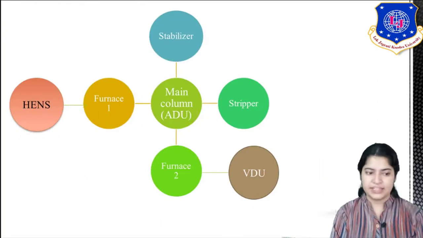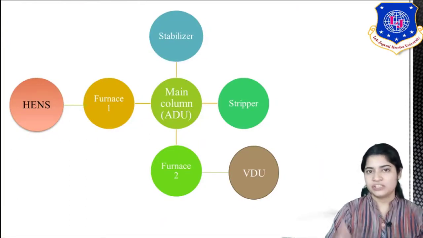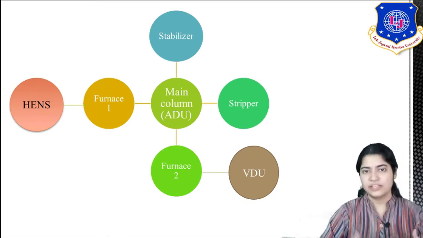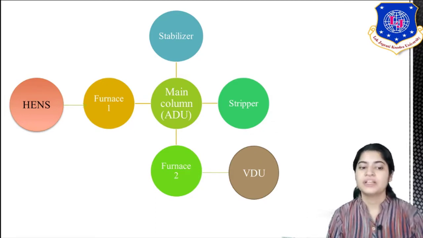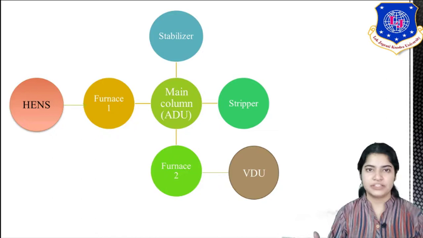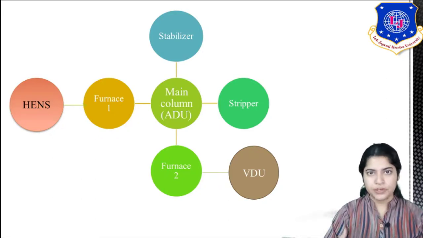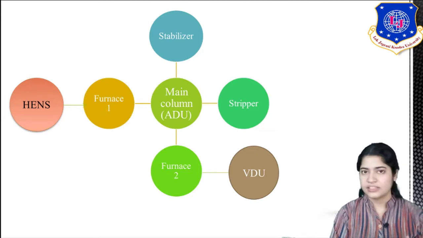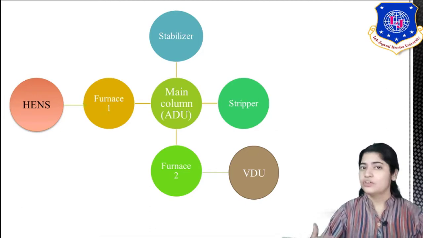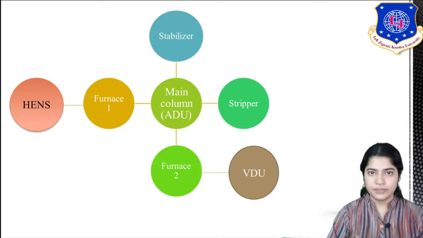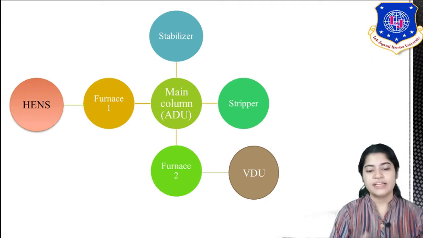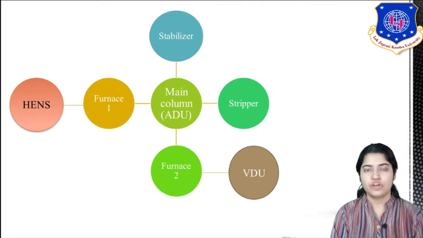So in gist I can say that the desalted crude, via the heat exchange network synthesis, is first of all sent to furnace 1. From furnace 1 it is sent to the main distillation column, ADU. The top product is sent to the stabilizer. From the stabilizer you get your stabilized gasoline. Other side cuts are taken out and sent to the strippers. From the strippers you get your other fractions. The bottom residue is sent to furnace 2 for further preheating, and then it is sent to VDU. So this was the gist of your topping operation.